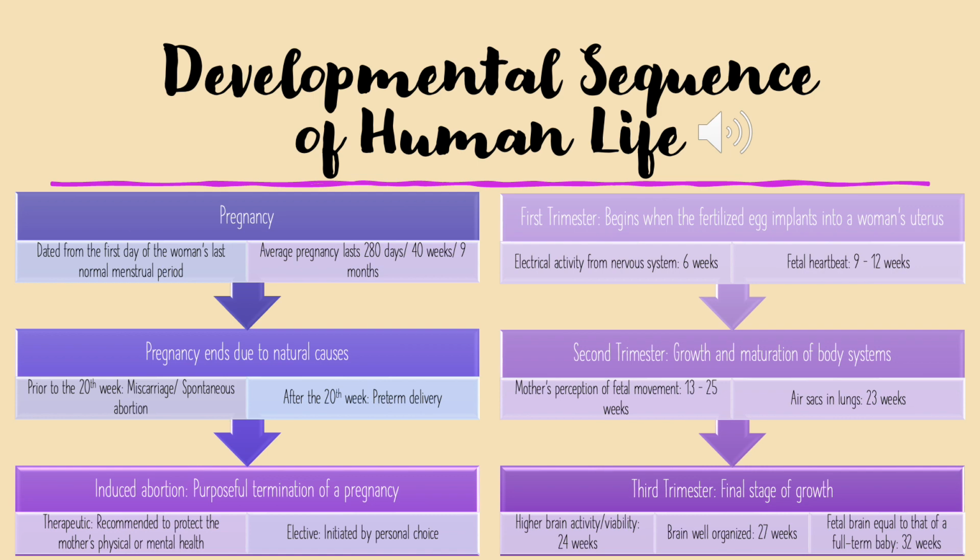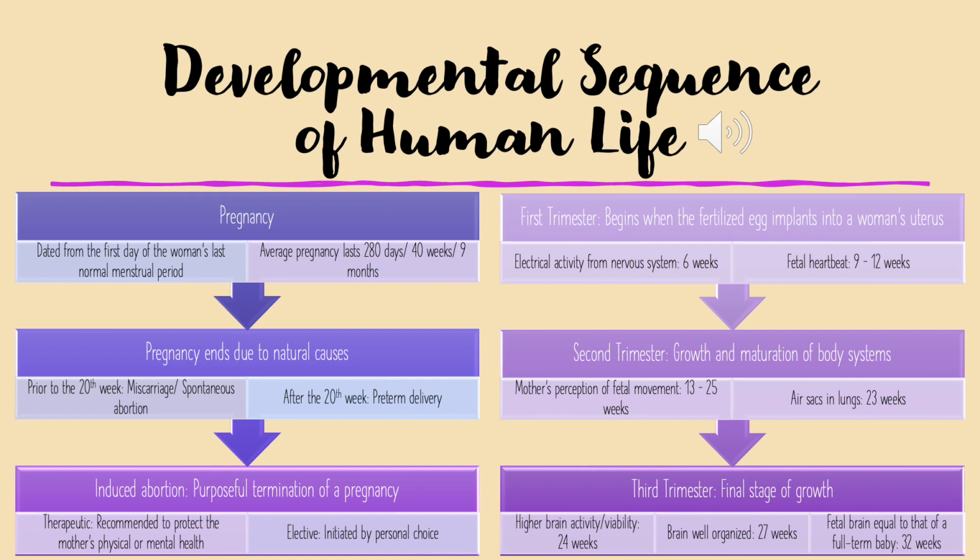Pregnancy. If we're going to talk about human life, we obviously need to talk about pregnancy, how pregnancy is defined. So pregnancy is defined as dated from the first day of a woman's last normal menstrual period. The average pregnancy lasts approximately 280 days, which is approximately 40 weeks or 9 months. Pregnancy can end due to natural causes prior to actually delivering a healthy baby.